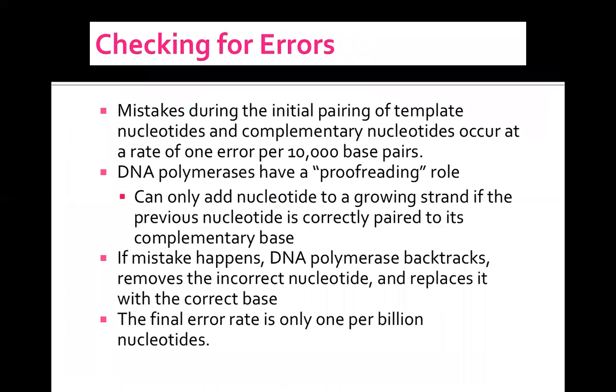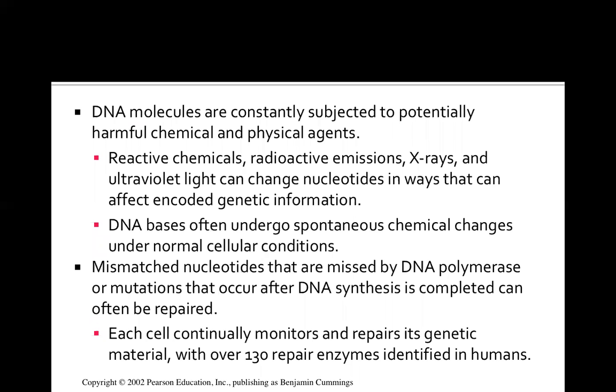So mistakes happen. Okay, the initial error rate is about 1 per every 10,000 base pairs, but DNA polymerases do have proofreading capabilities. They can only add a nucleotide to the growing strand if the previous nucleotide is correctly paired. If a mistake happens, it will backtrack, remove the incorrect nucleotide, and replace it, which makes our final error rate about 1 per 1 billion nucleotides. Now, that still means we're making approximately 3.5 errors every time our cells replicate and divide, okay? But in the grand scheme of things, that's not bad.